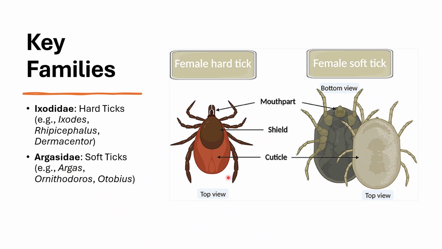For the differences between the hard tick and the soft tick, as shown in the diagram, you have here the presence of the shield or the scutum for the hard tick. So this is absent in the soft tick. Another major difference is the visibility of the mouth part. The mouth part of the hard tick is visible from the top, while the mouth part of the soft tick is hidden or not visible from the top view.